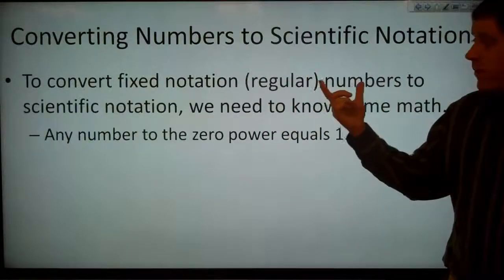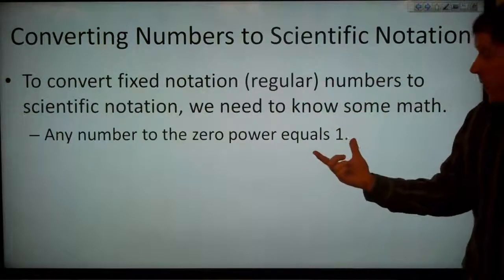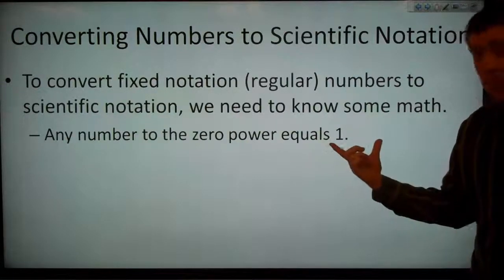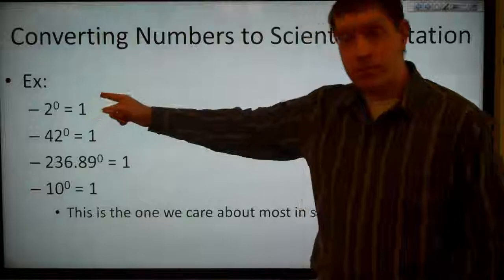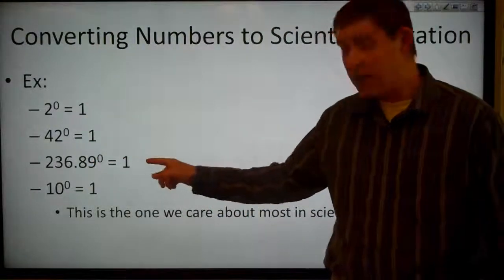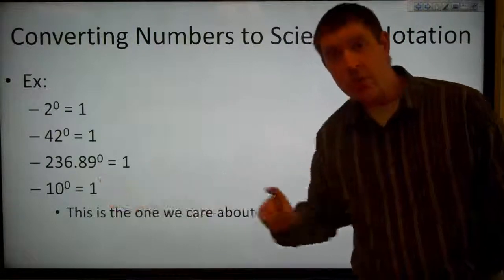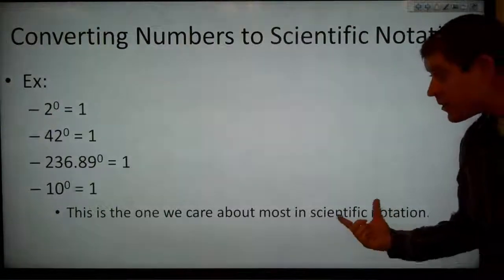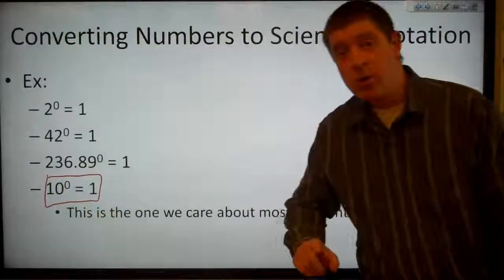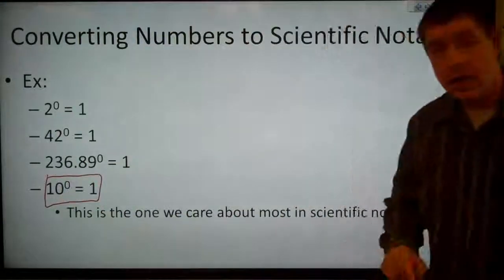If we want to then convert from fixed notation, or regular notation, numbers, to scientific notation, we need to know some math. So, any number to the 0 power equals 1. 2 to the 0 equals 1. 42 to the 0 equals 1. 236.89 to the 0 equals 1. 10 to the 0 equals 1. And this is the one that we care about in scientific notation. But remember, anything to the 0 power is equal to 1. And that is why 10 to the 0 is equal to 1.